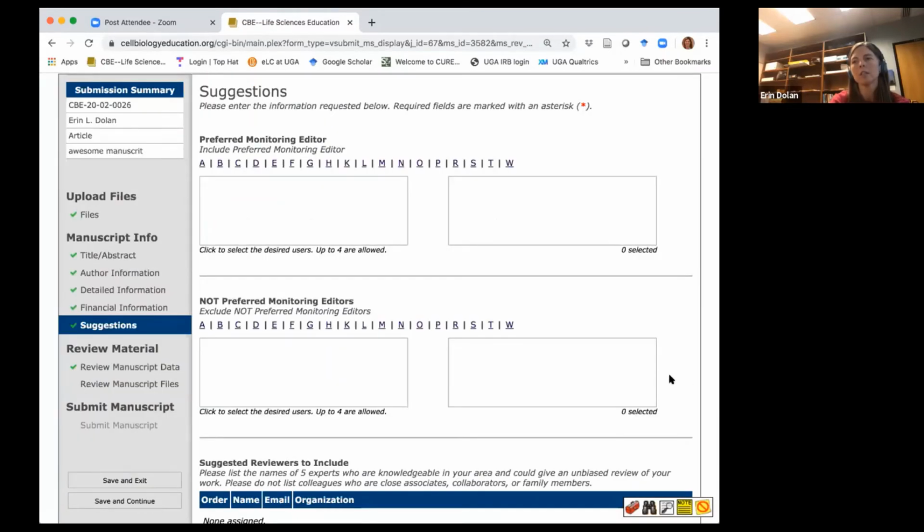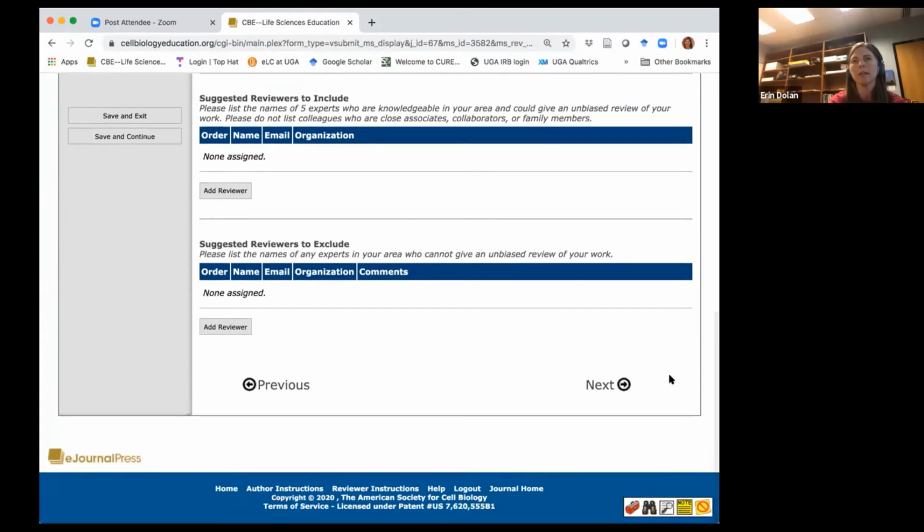There's a question, does the publication fee apply to all types of manuscripts? No, it only applies to essays and articles.